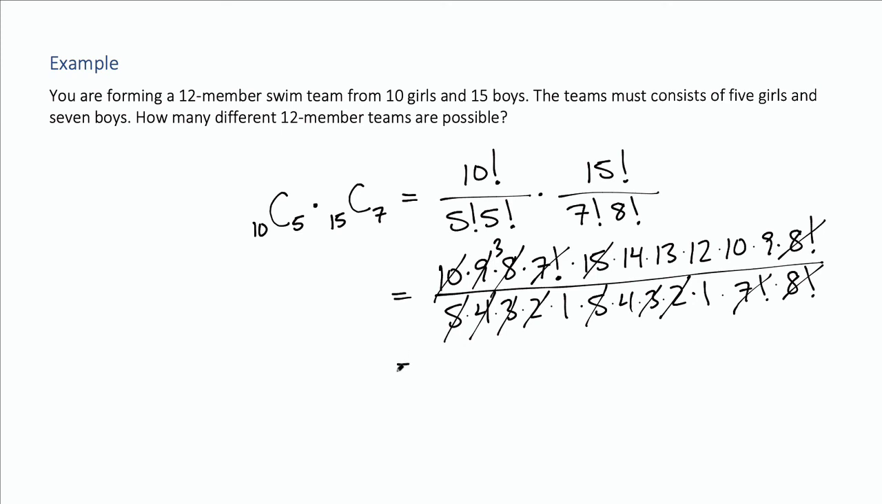So now in my numerator, I've got the 3 and the 14 and the 13 and the 12 and the 10 and the 9. Looks like that's everything. So we'll go ahead and type that into our calculator, and we get 589,680. A lot of different possible teams there.